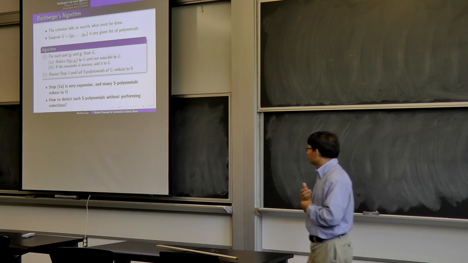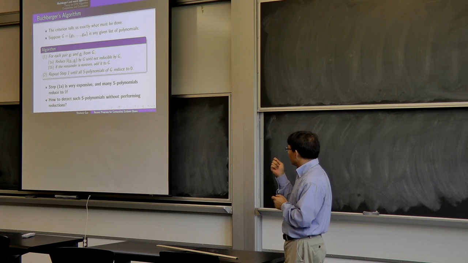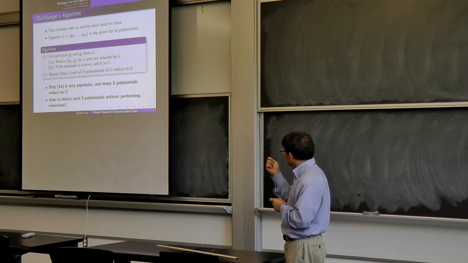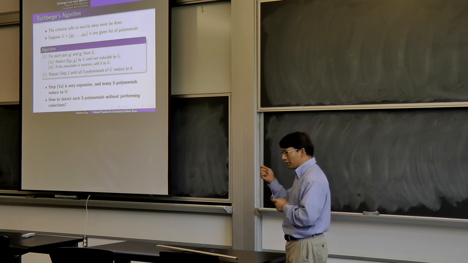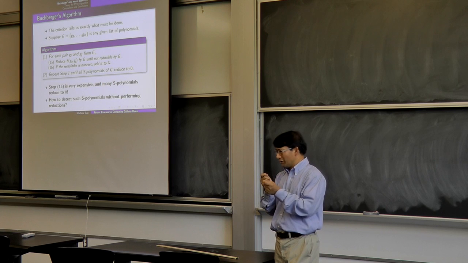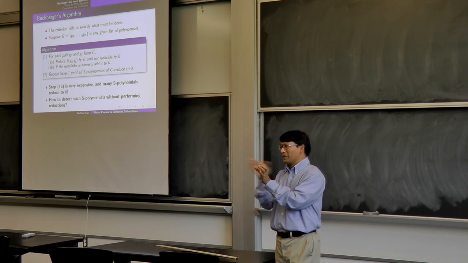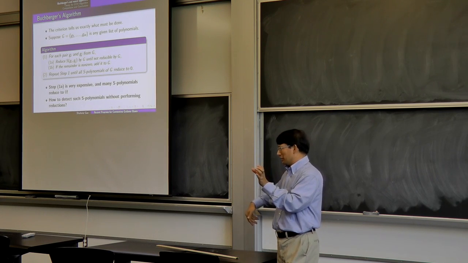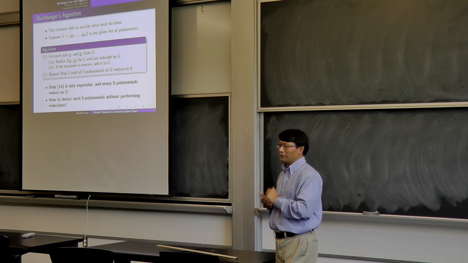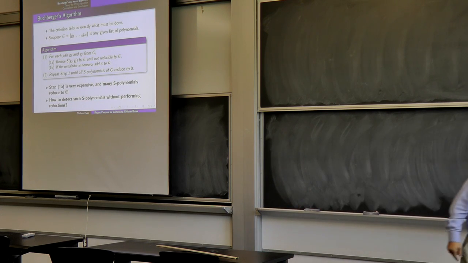So it's very expensive. Another question is that people try to detect S polynomials that will reduce to 0. The question is, how can you detect this without doing the reduction? Take the polynomials, just look at them, check some simple condition, and say, okay, this will reduce to 0. How can I develop some criteria to do that? So that's the main issue we're going to talk about.